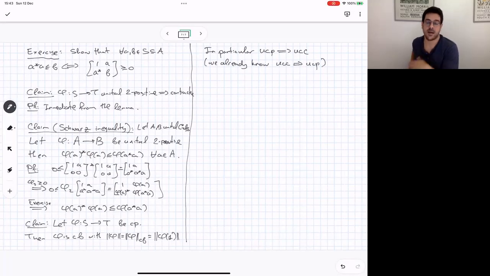So this answers once and for all what the correct maps in our category are. Originally we said they should be UCP plus UCC, but now we can assume that they are just UCPs or just UCCs. It doesn't matter. Automatically we have the other one.